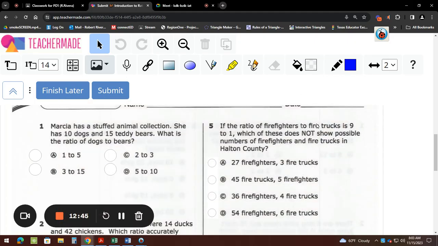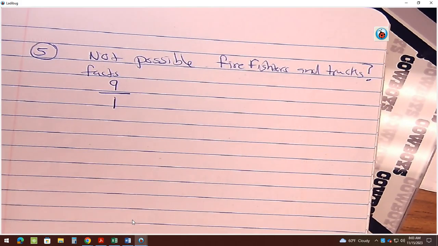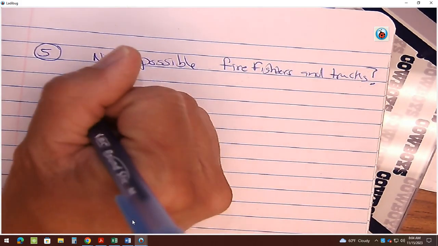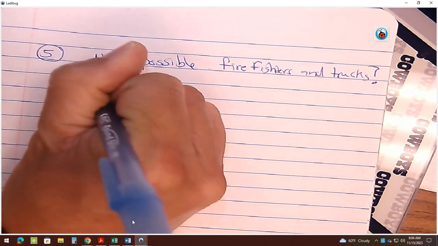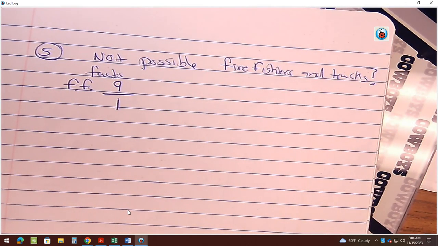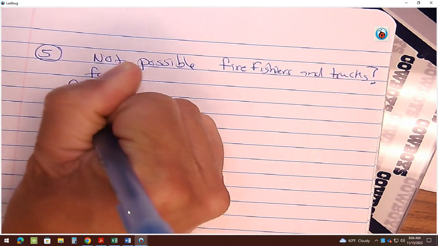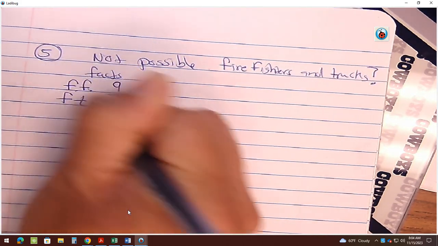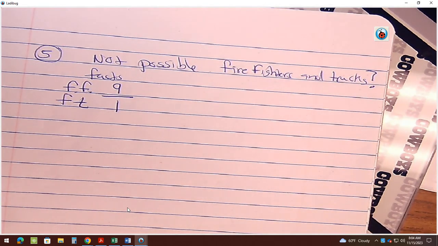Firefighters to fire trucks. Who came first from the word "to"? Firefighters. So who would be the 9? Firefighters. So I'm going to put FF for firefighters. And who would be the 1 then? The trucks. So I'm going to put a T there for trucks. For FT, fire trucks. Questions?